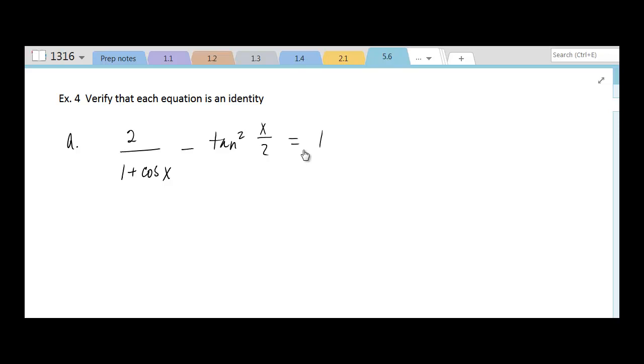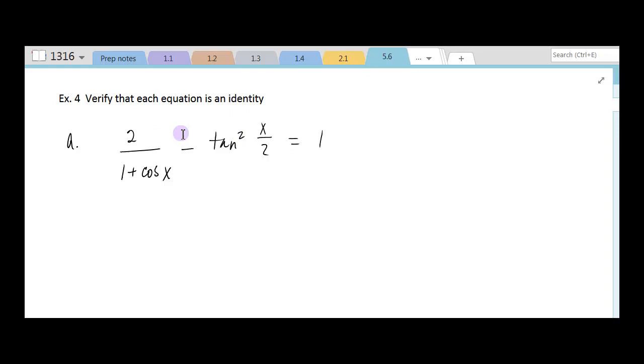Okay, finally we're going to look at 3 examples where we are going to verify an identity, and we're going to use some of our new half-angle identities in order to accomplish this. So here I have this equation, and I want to verify that it is in fact an identity.